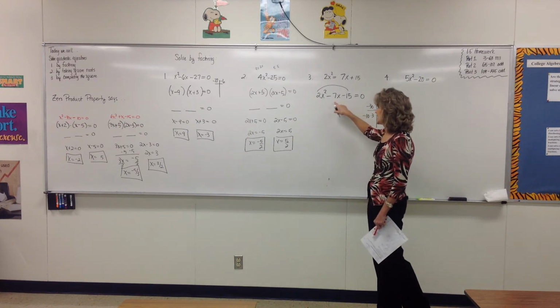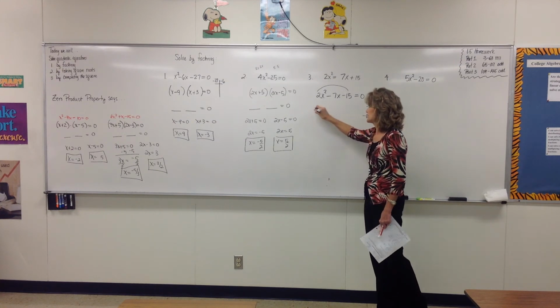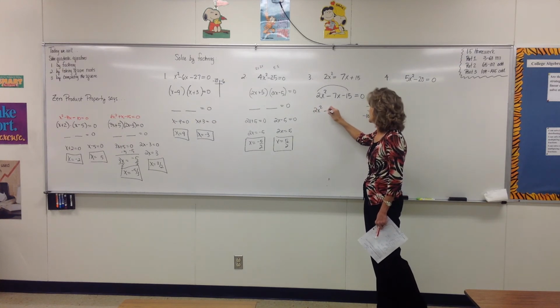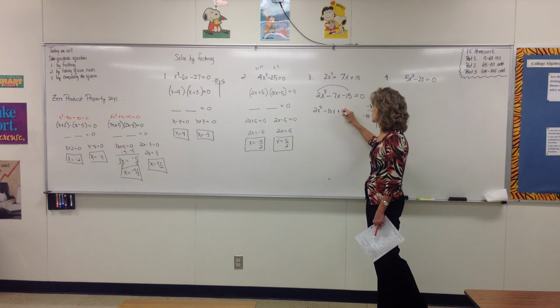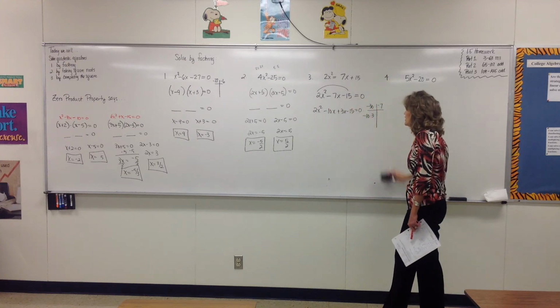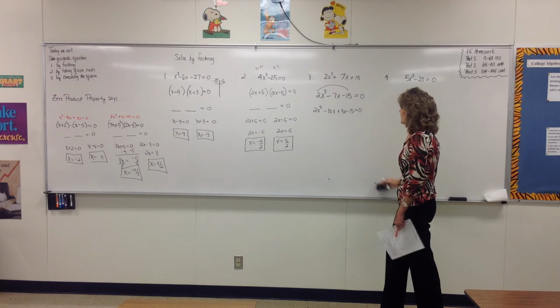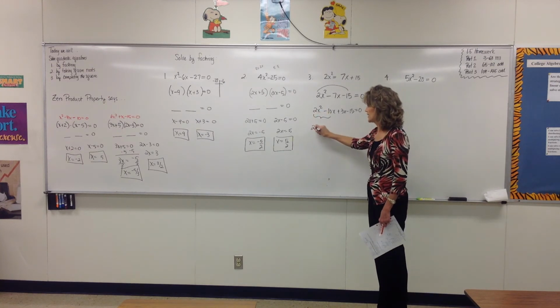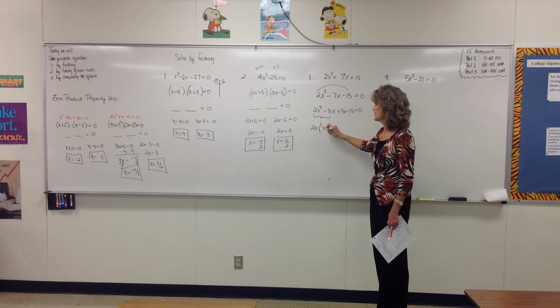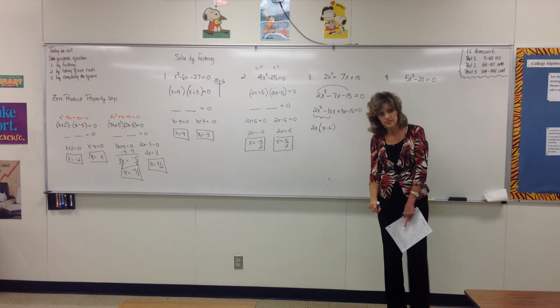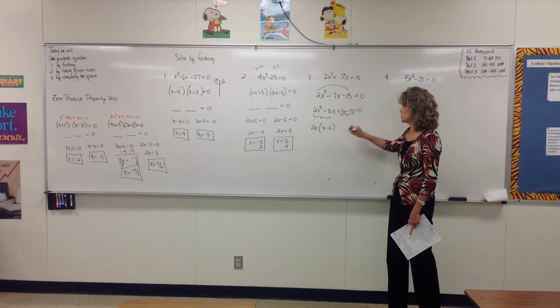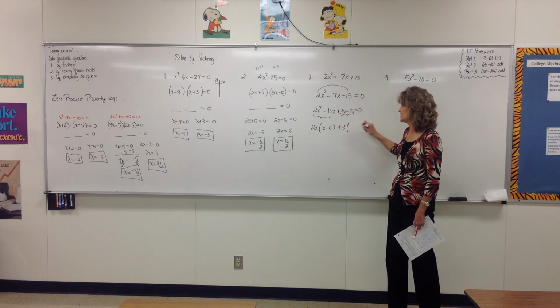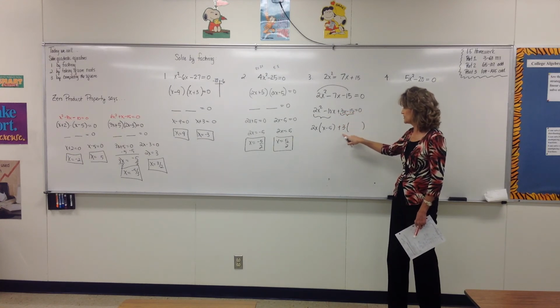So replace, on these we split the middle. If we replace -7x using these two numbers, it looks like this: 2x squared minus 10x plus 3x minus 15 equals 0. Then group. If we group those two, we can take out a 2x and have left x minus 5. And if we group these two, we can take out a 3, which also means x minus 5.